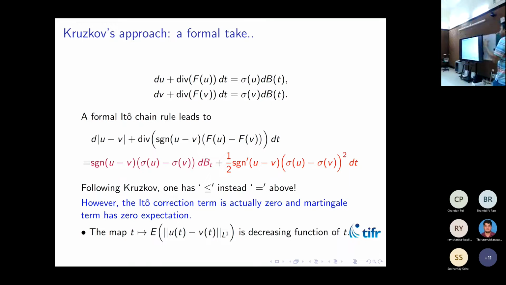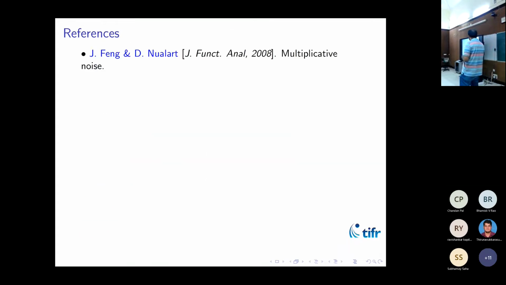And that is what you have: this classical L1 contraction principle, but in the stochastic case. So in other words, if you start with the same initial data, you should actually get uniqueness. I mean, the solutions will be the same in the L1 sense. Okay. And so that is the plan.